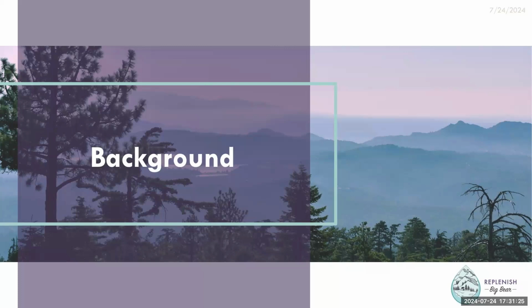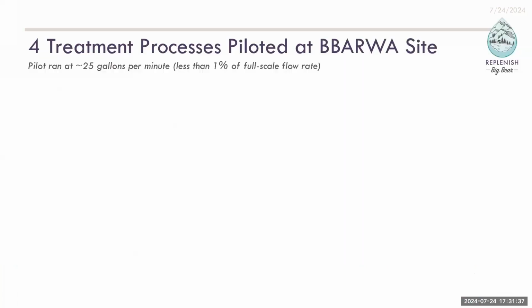So for some background, we'll talk about what we piloted, and then I'll give some more context around brine minimization, since that's kind of a nebulous topic just to mention without looking at maybe a process flow diagram. So we piloted 4 treatment processes at the Marble site behind us. The pilot ran at about 25 gallons per minute, which is less than 1% of what the full scale system would be, which is around 1,500 gallons. We actually ran more around 15 to 20 based on the condition of the process, but point being, we're around 1% of the full scale flow rate.